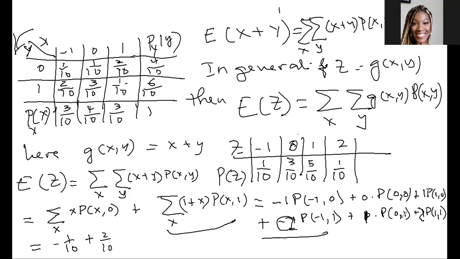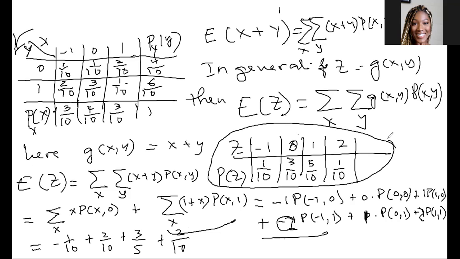And then this will be 1 times P of 0, 1. P of 0, 1 is 3 over 5. And P of 1, 1 is 1 over 10 times 2 plus 2 over 10. So what I want you to observe is that to use this method is a little bit more confusing than just do this one that I did here. To define the addition as a probability distribution.